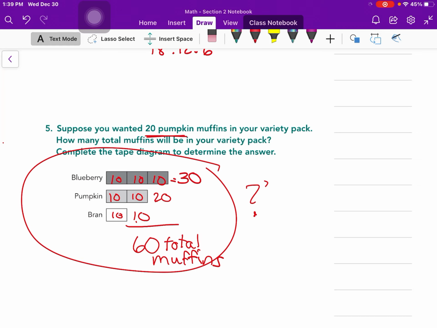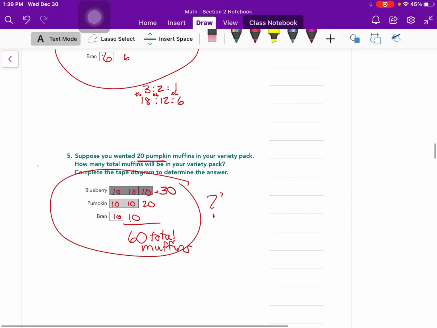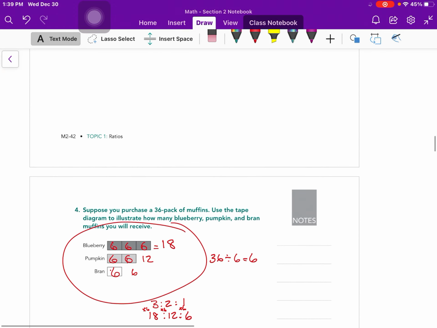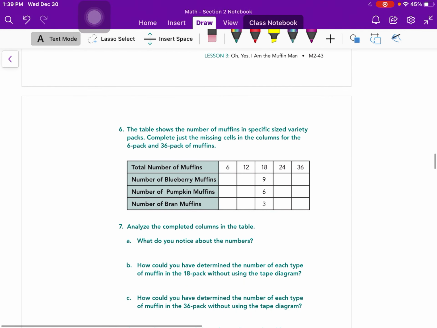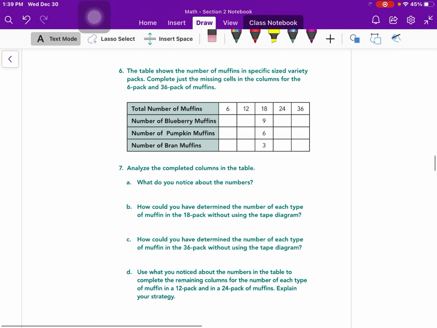which is what they're asking for. Tape diagrams can be pretty helpful, or maybe you prefer the drawings. You'll have a variety of strategies and you'll get to pick which one you want to help solve problems. Okay, in this last one here, now they give us a table. It says the table shows the number of muffins in specific size variety packs. So you can buy a 6-pack, a 12-pack, an 18, a 24, and 36. Complete just the missing cells for the 6 and the 36.